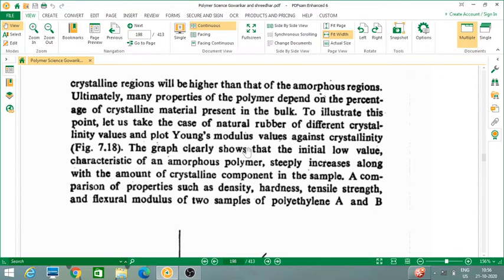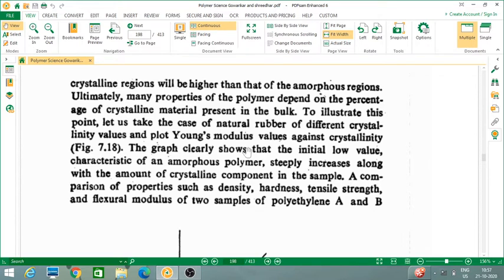To illustrate this point, let's take the case of natural rubber of different crystallinity values and plot Young modulus values against crystallinity. Okay, so now I want you to understand how this crystalline material in the bulk influences properties. So for this, we'll take the example of natural rubber, and in this natural rubber we have different crystallinity values, and we'll plot Young modulus values against crystallinity. What is Young modulus? It is nothing but stress upon strain.